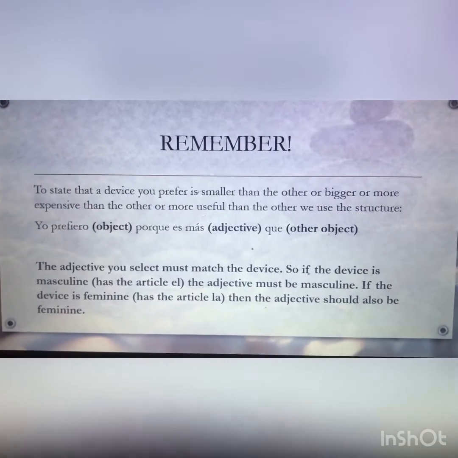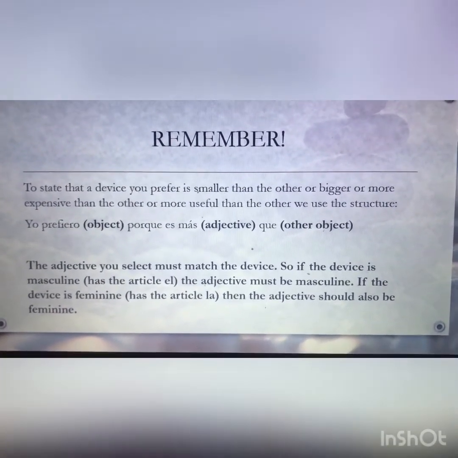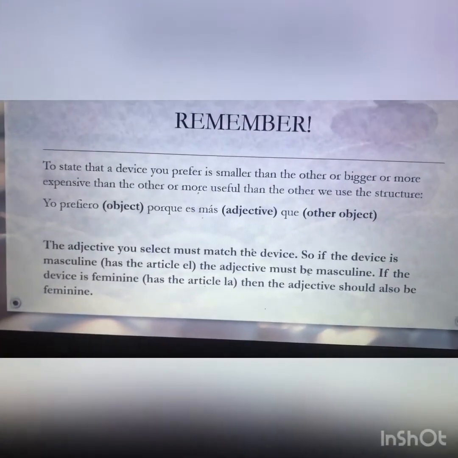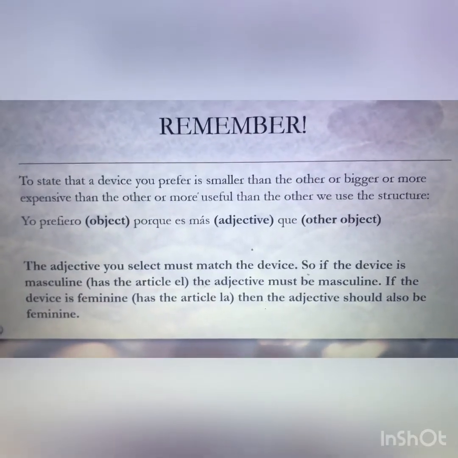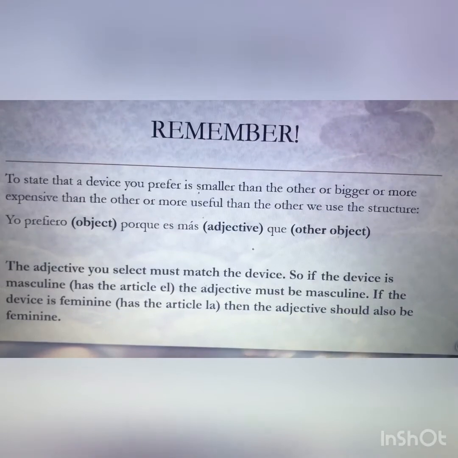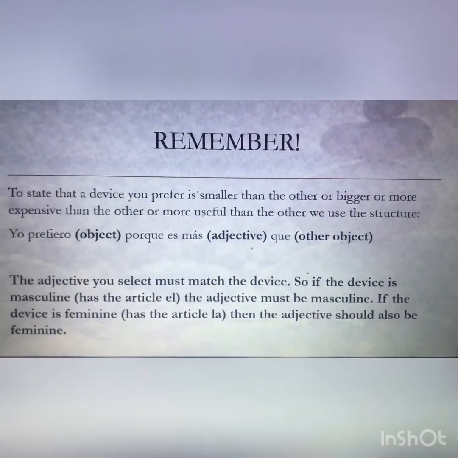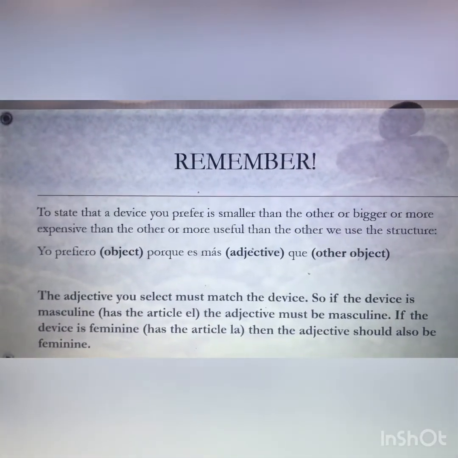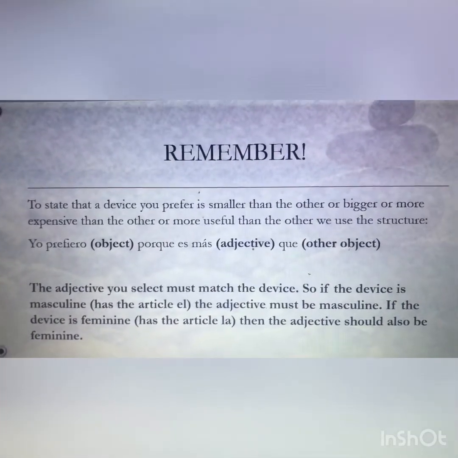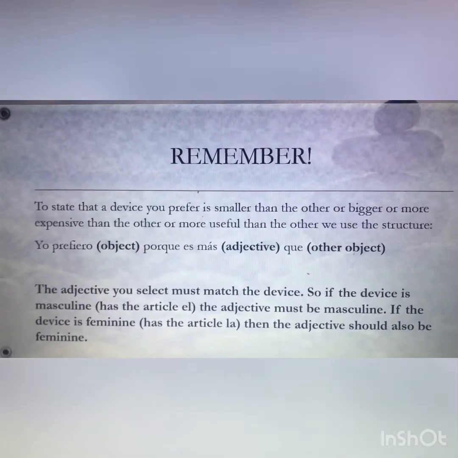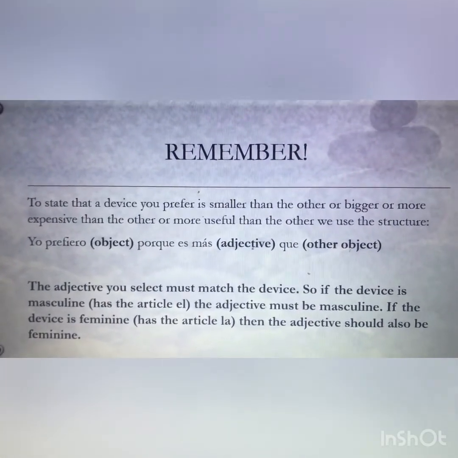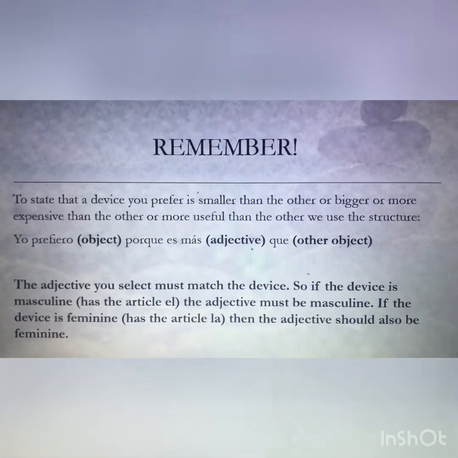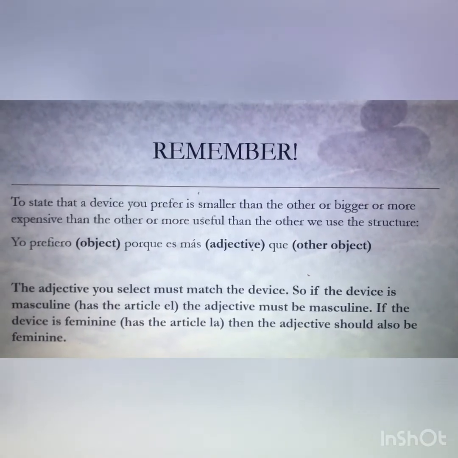So remember, to state that a device that you prefer is smaller or bigger or more expensive or more useful, whatever the adjective is, this is the structure that we use. Yo prefiero, I prefer the object or the device, porque es más, because it is, then you put the adjective, que, the other object. Now the adjective you select must match the device. If the device is masculine, meaning that it has the article el, then the adjective must also be masculine. If the device is feminine, meaning that it has the article la, then the adjective must also be feminine.